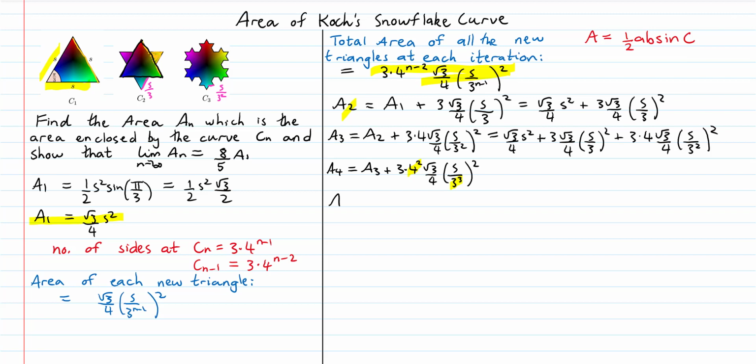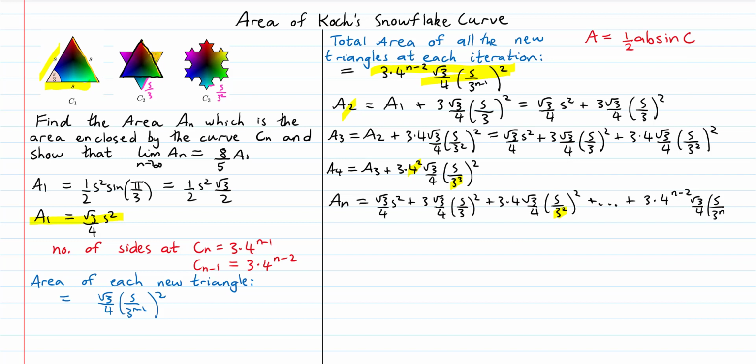So what we get then in general is A_n is equal to root 3 over 4 times s squared plus 3 times root 3 over 4 times s over 3 all squared plus 3 times 4 times root 3 over 4 times s over 3 squared all squared plus, and we just continue on, and each term thereafter, that 4, the power we raise it to would increase by 1, and that 3 in the denominator here, the power we raise this to would increase by 1, and we keep going until we get to 3 times 4 to the power of n minus 2 times root 3 over 4 times s over 3 to the power of n minus 1 all squared. So we can start to simplify this now.